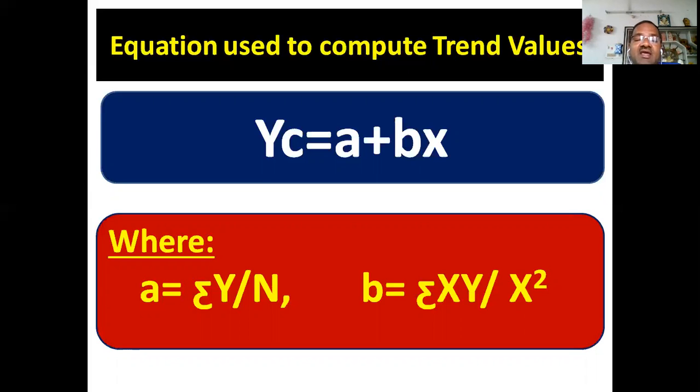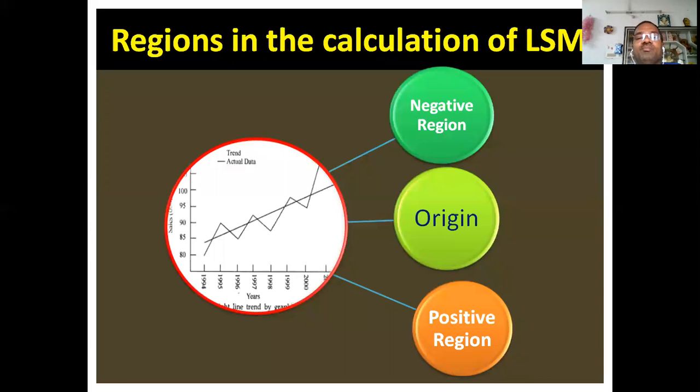That is called Yc. a is calculated by using another small formula, that is a = ΣY / N. What is ΣY? It is the sum of the given variables. N is the number of years. Then b = Σxy / Σx². Now, this is very important, one must know. It is very important regions in the calculation of the least square method.